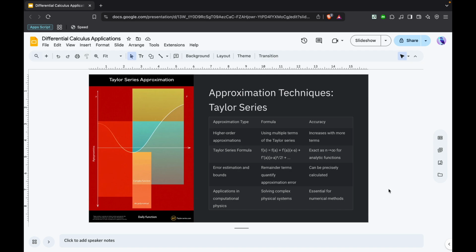So, there is higher order approximation using multiple terms, and accuracy increases with more terms. The Taylor series formula is very similar to the linear approximation, but it becomes exact as n is equal to infinity, specifically for functions called analytic functions. The third type is error estimation, and the fourth type is applications in computational physics. Basically, this is if we're using computer algorithms or computing the amount of particles in a quantum situation. It says accuracy is essential for numerical methods, but sometimes it's not very accurate, and sometimes it is very accurate. It mostly depends on what you're trying to do.